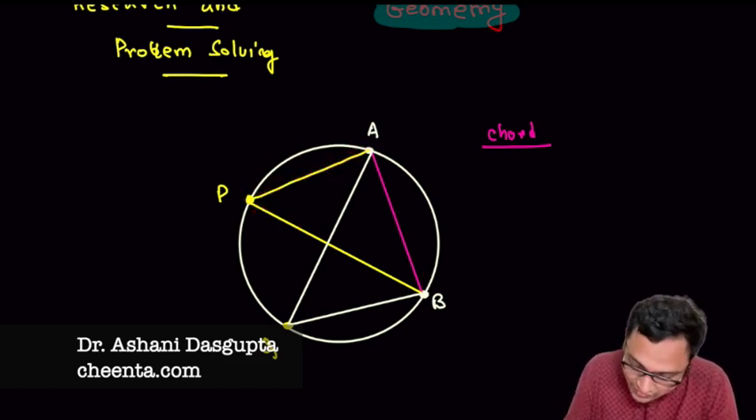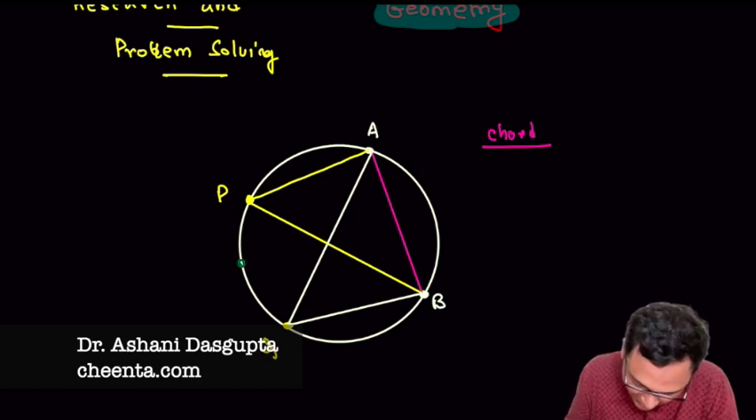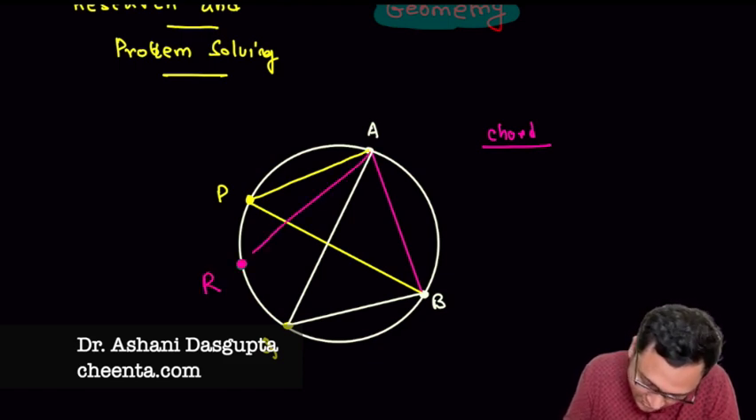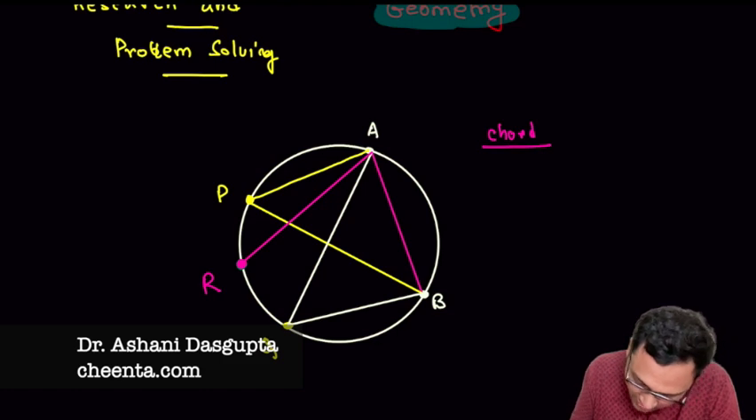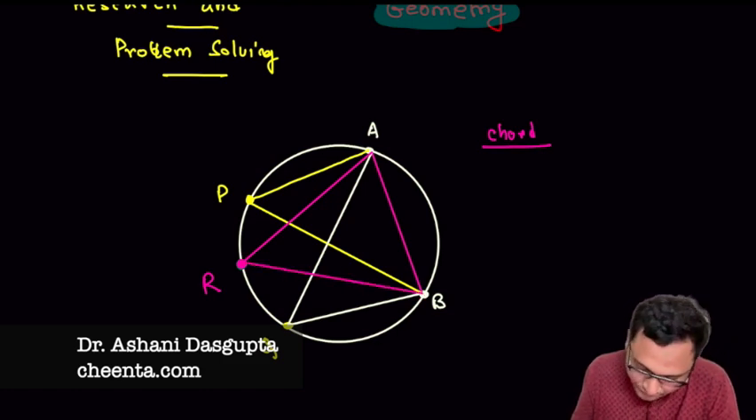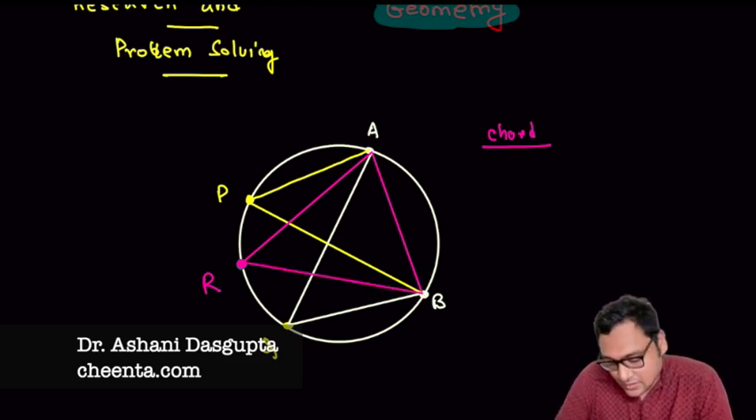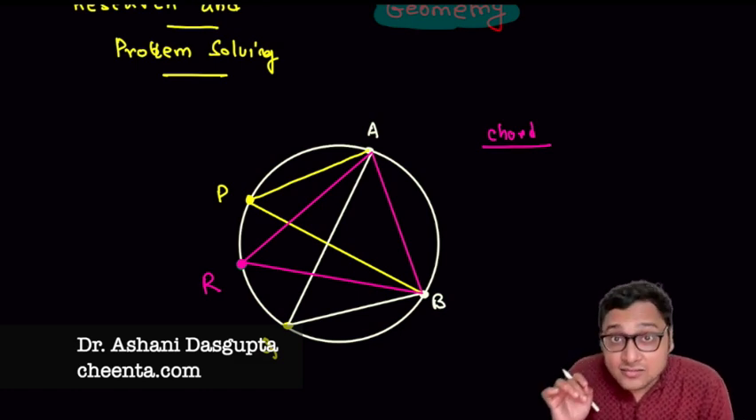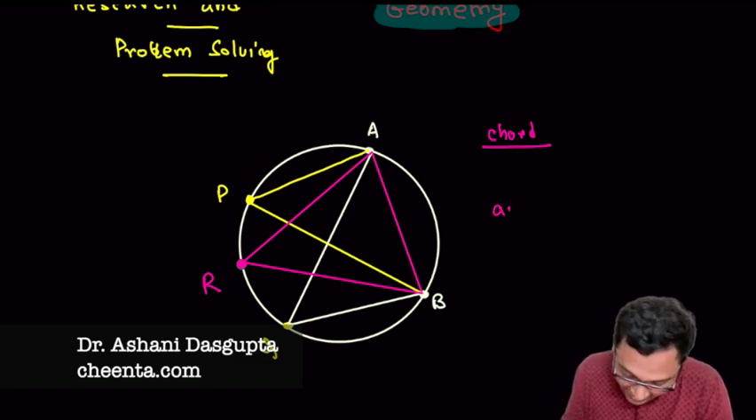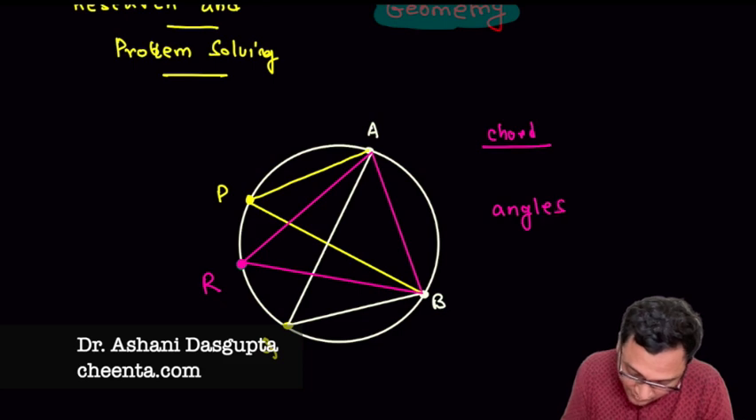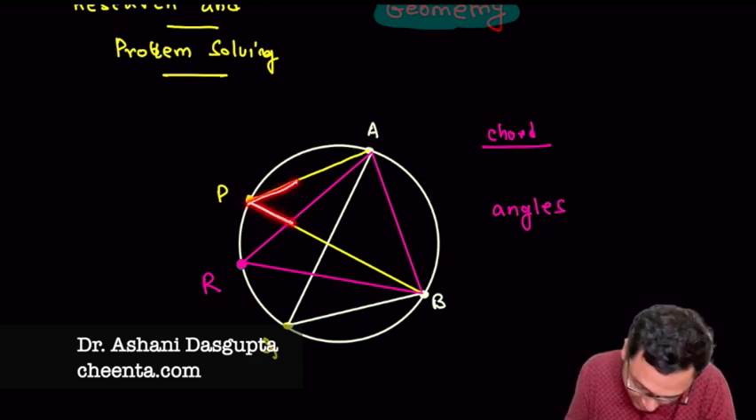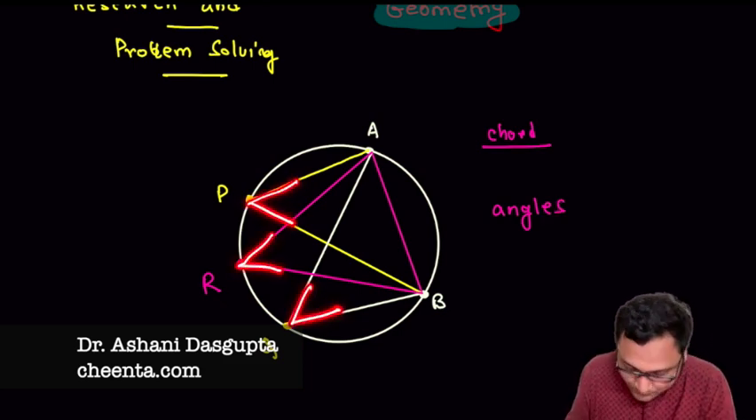In fact, you can also draw another point here, as many points as you want, in fact. Let's call this point R. So we can join AR with B. All of these angles that are formed, this one, this one, this one.